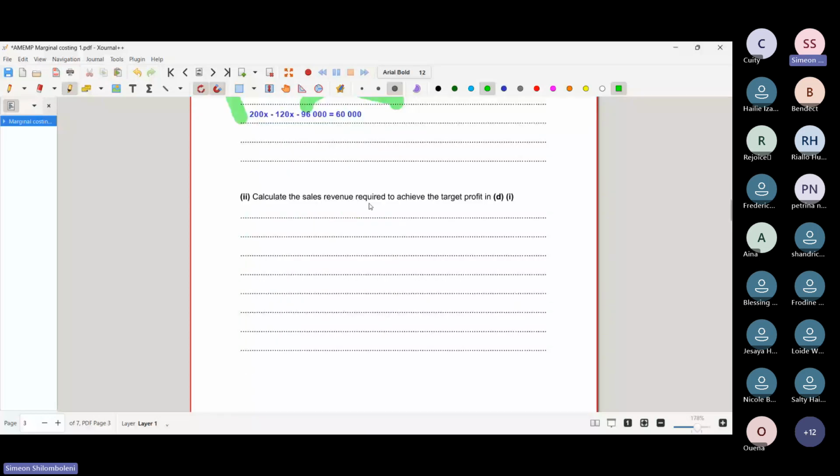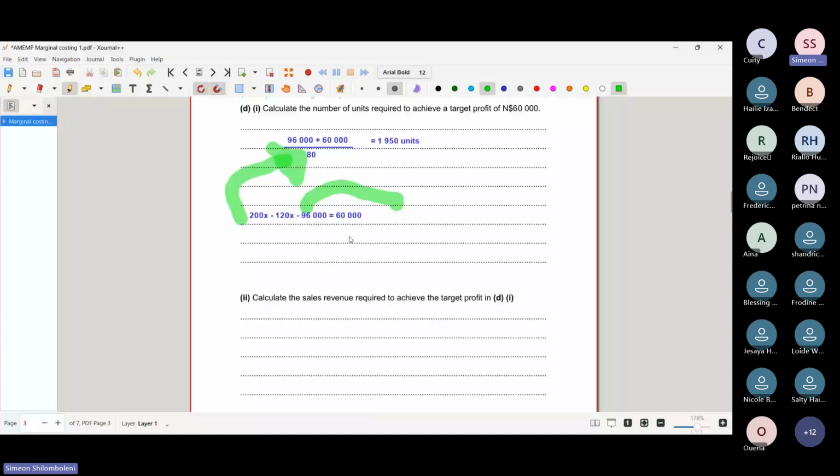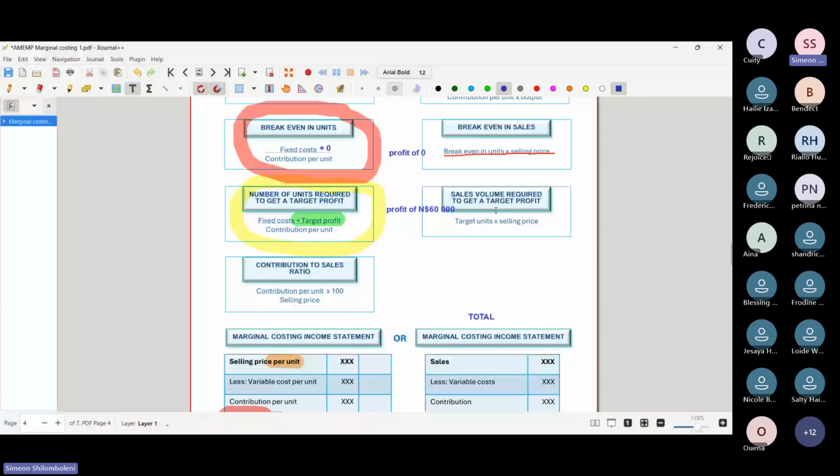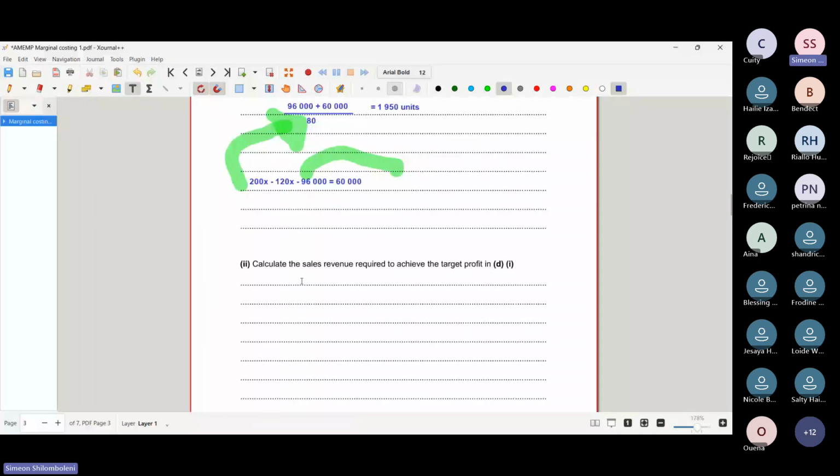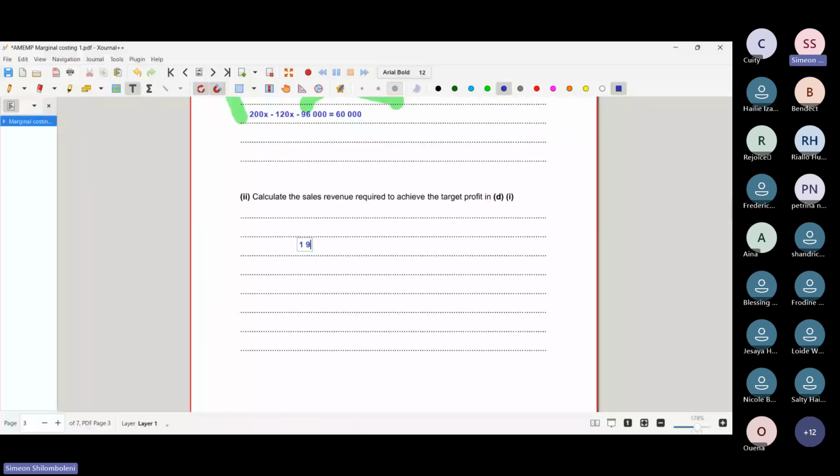Now, if you check here, I said this and this are the same. The only difference is you take whatever is here, and when you bring it here, you take your answer, your target units, you multiply with your selling price. We already got our target units, 1,950, multiplied by our selling price, and we get our final answer. Okay, unless if there's a question, that is the easier version of this topic.